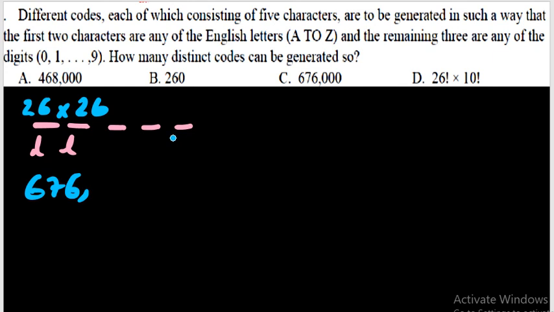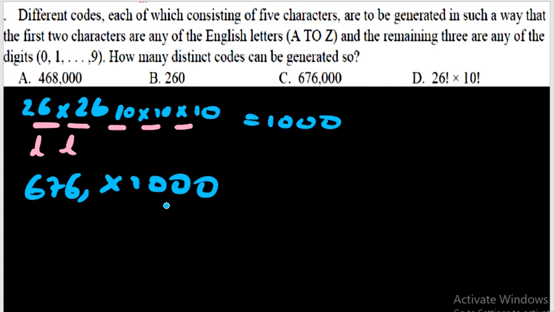But the other 3 places will be for digits. The digits are 10, from 0 to 9. So 10 times 10 times 10, which will be 1000. So when you multiply by 1000, the total number of codes that we can generate is going to be 676,000. So the answer will be C.